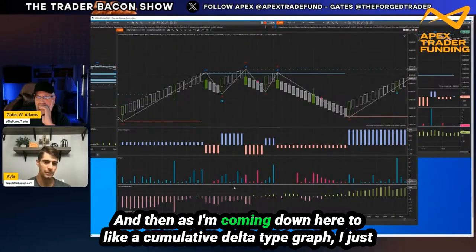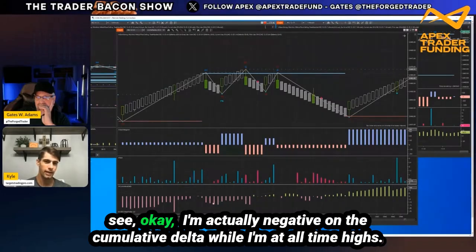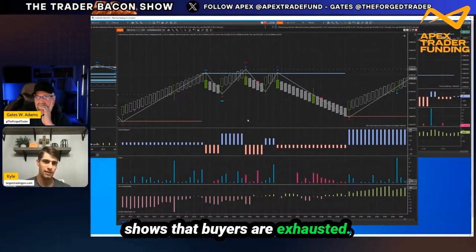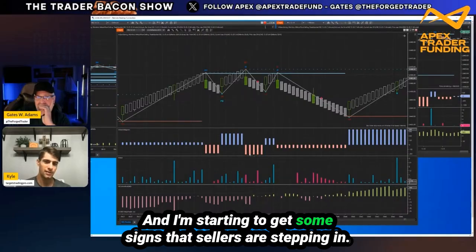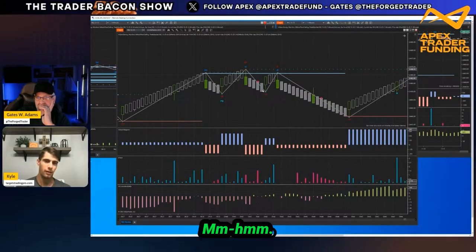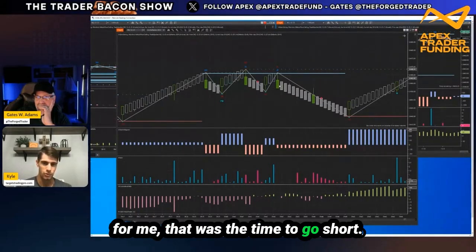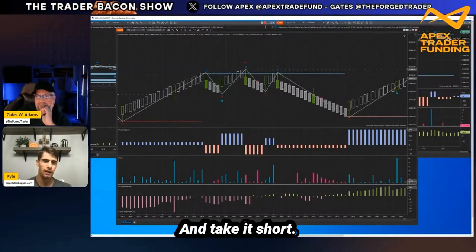Then coming down here to a cumulative delta type graph, I see that I'm actually negative on the cumulative delta while I'm at all-time highs. So that culminated everything into the whole picture: buyers are exhausted, and I'm starting to get signs that sellers are stepping in right around here. Once it pushed up here one more time with zero effort in buying whatsoever, for me, that was the time to go short.